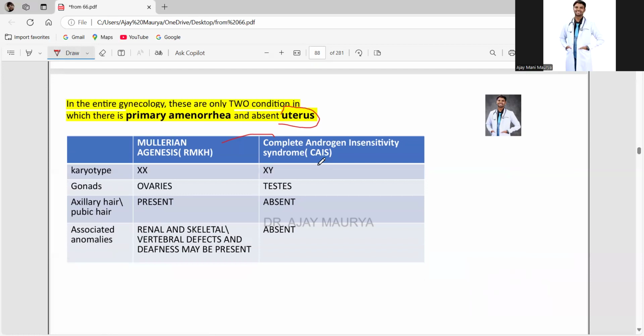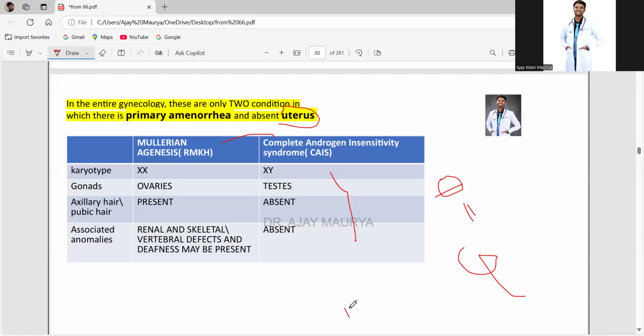Please see here, guys. This is the case. Suppose, for example, a child is born, and the doctor tells the parents, congratulations, a baby girl is born. The parents are very happy about that.